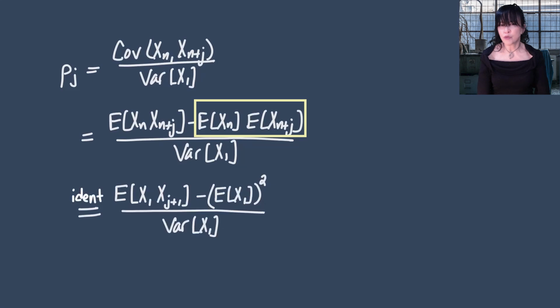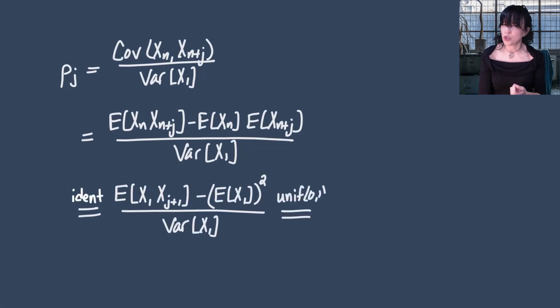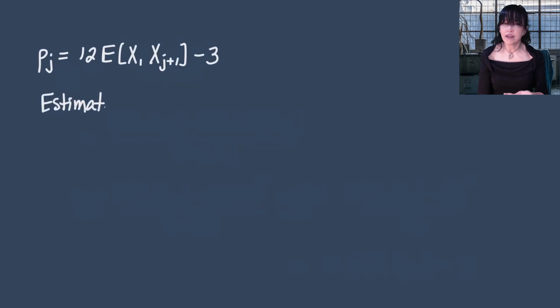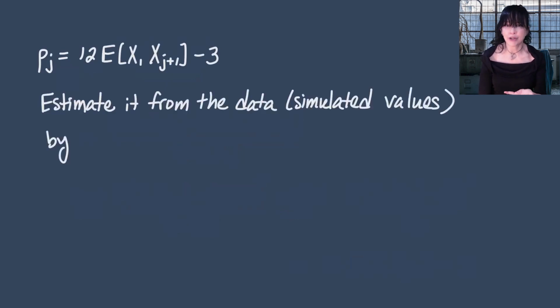And in particular, for the uniform 0-1 distribution, the expected value for any one of the values is 1/2, and the variance for any one of the values is 1/12, which you may know already, or you might have to go check out. But that's the variance for the uniform 0-1 distribution. So if I rewrite things here, I have 12 times the expected value of a product of two random variables minus 3. This is what I'm calling the lag J autocorrelation, and we can estimate it from the data, or in our case, our simulated values.